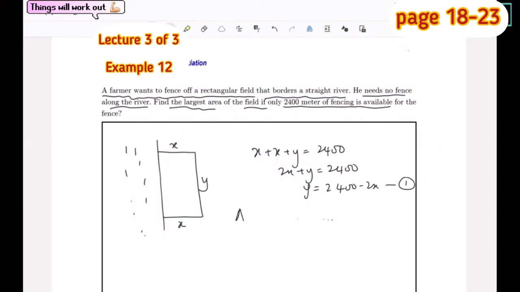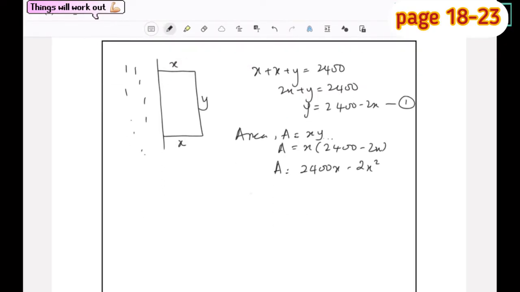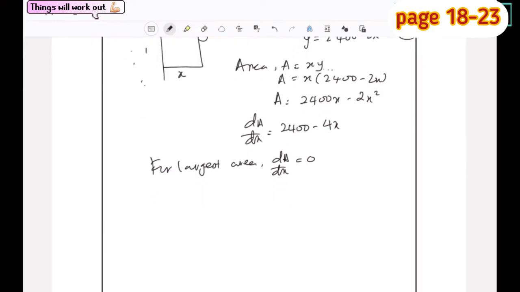That's your first equation. We have area A equals x times y, so x times (2,400 minus 2x). So A equals 2,400x minus 2x squared. Find dA/dx, which is 2,400 minus 4x. For the largest area, dA/dx equals 0, so 2,400 minus 4x equals 0, 4x equals 2,400, x equals 600.